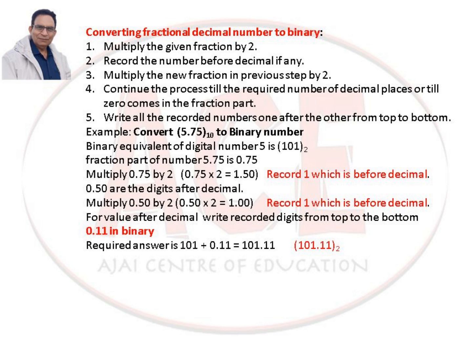We multiply again by 2 and it comes 1.00. So 1 which is before decimal is recorded, and after decimal we are getting 0 and we drop all these things. And finally we get 0.11 as binary number. Required answer will be 101 plus 0.11, and altogether it is 101.11. So it is the binary number.